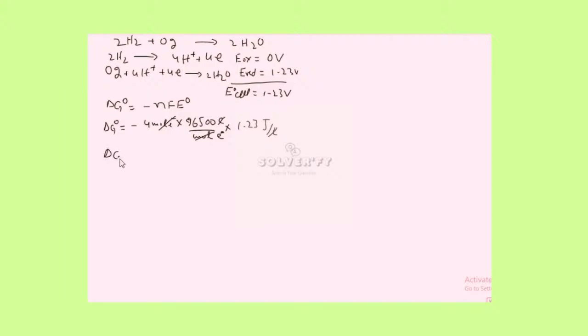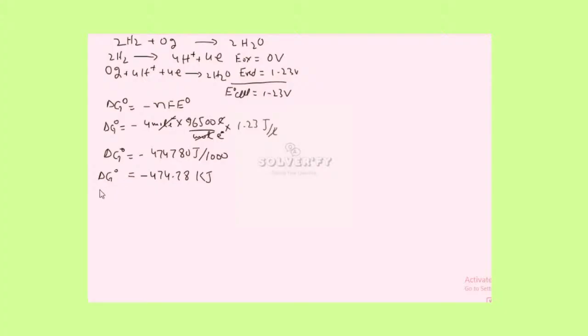So calculating the value, delta G naught is equal to minus 474,780 joule. To change it into kilojoule, we will divide it by 1000, so minus 474.78 kilojoule is the value for the delta G naught.